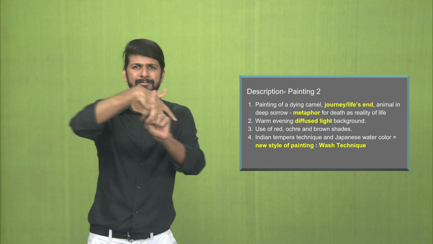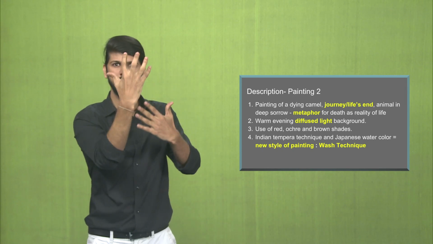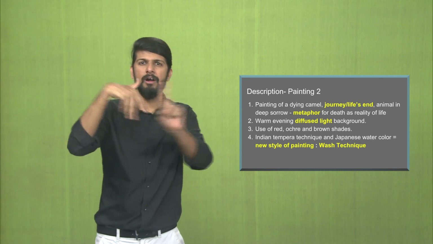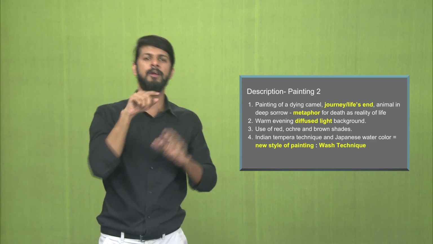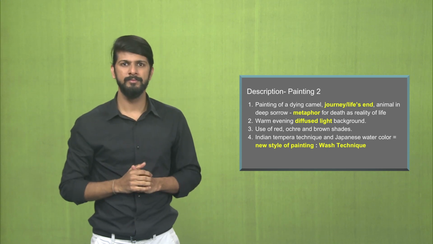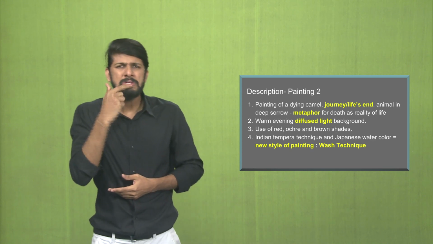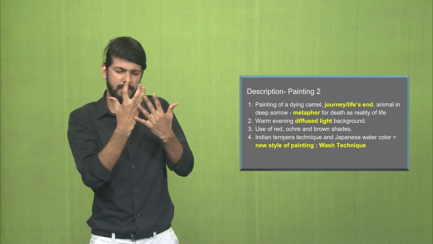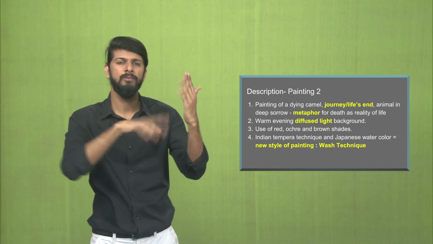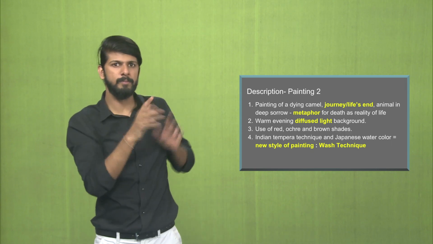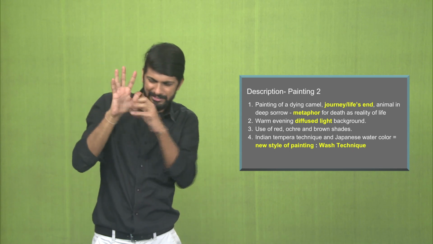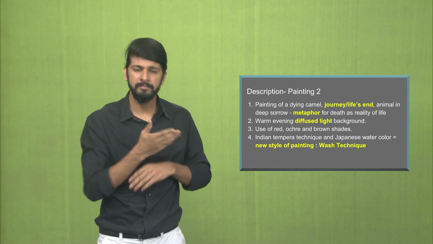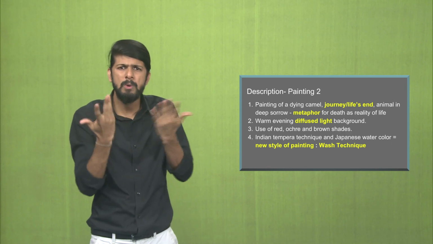The painting shows brilliant diffusion of background light. It shows a warm evening, the time somewhere around 4, where it's almost about to be sunset, and the rays of the sun at that time look very red, and the background is done as such. The colors used are red, ochre and brown shades. Shades are variation in a specific color. The artist has played with the various shades of these three colors. For example, the background and the foreground have all been colored in different kinds of shades of these three primary colors.